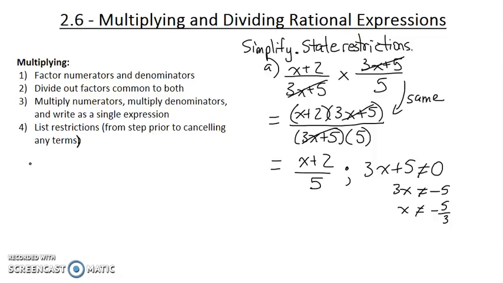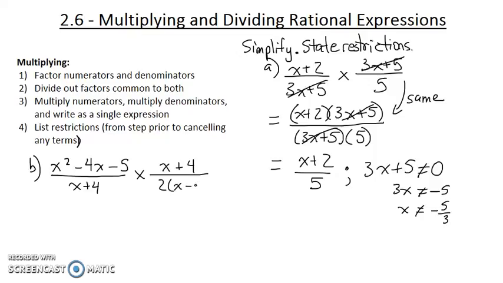Let's look at a second example that has a bit more factoring involved. x squared minus 4x minus 5 divided by x plus 4, times x plus 4 divided by 2 times x minus 5.